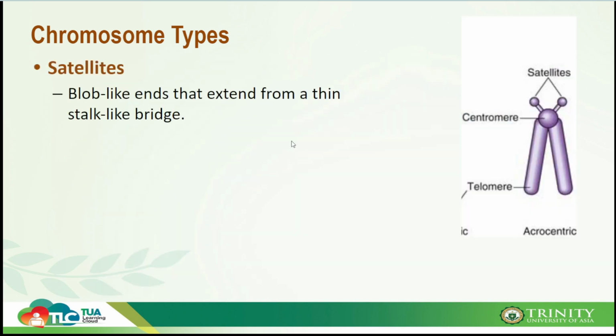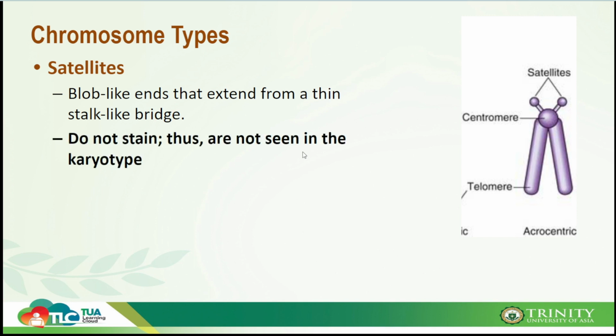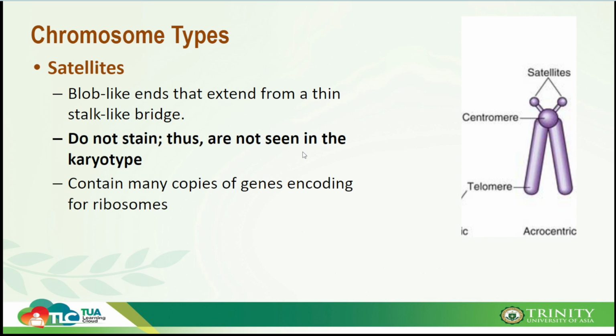Yan. So satellites are blob-like ends at the very end of the Q arm, no? And they form because of a stalk-like formation brought about by the constriction. So they do not stain, thus they are not seen in the karyotype. And what is unique about your satellites is they contain many copies of genes encoding for ribosomes. So itong mga maliliit na to, sila pala ang nag-uutos to produce ribosomes.